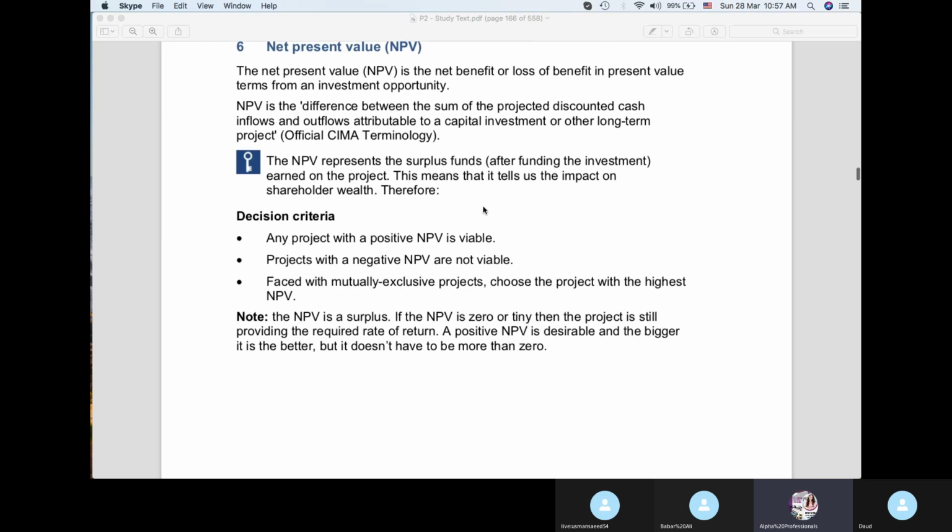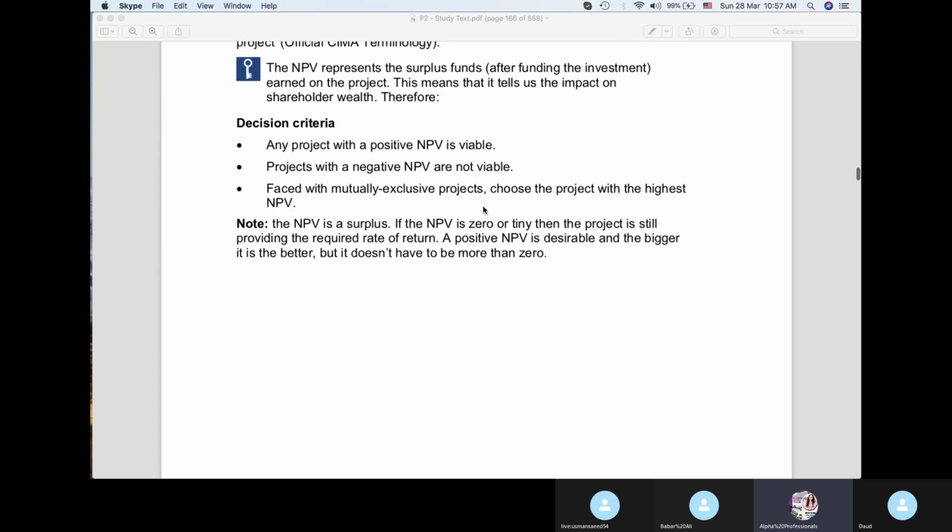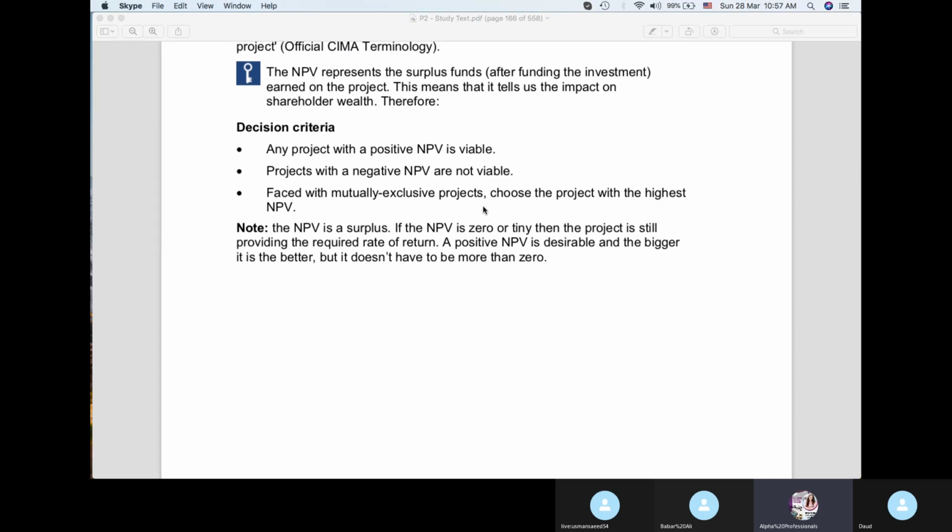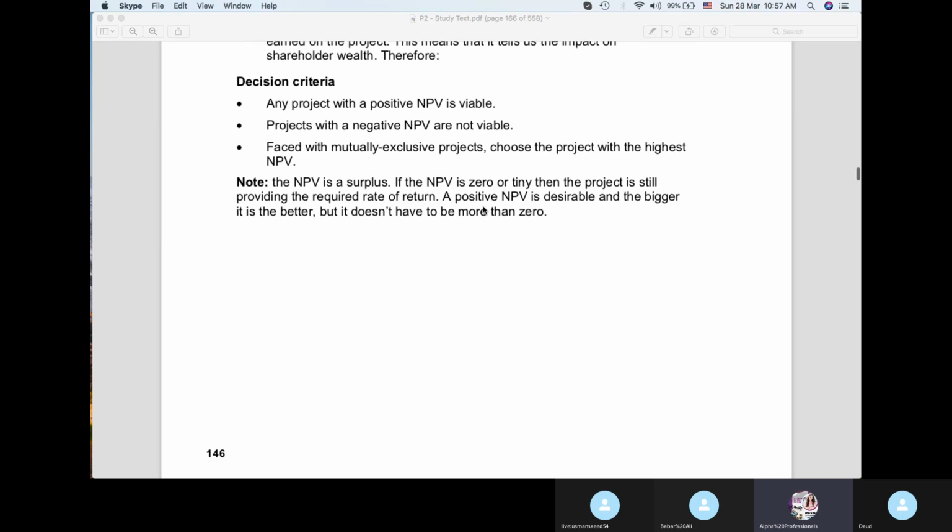So any project with positive NPV is viable. Projects with a negative NPV are not viable. Faced with mutually exclusive projects, choose the project with the highest NPV, right? The NPV is a surplus. If the NPV is zero or tiny, then the project is still providing the required rate of return. NPV of zero means that your investment is earning the required rate of return, and NPV represents the amount which is in surplus to that required rate of return, right?